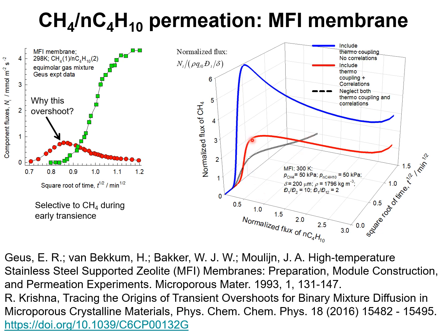We note that in the models in which thermodynamic coupling is included, the flux of methane shows an overshoot. And if thermodynamic coupling effects are ignored, the overshoot disappears. The inescapable conclusion is that the overshoot in the methane flux is engendered by thermodynamic coupling effects. Details are available in my publication from 2016.